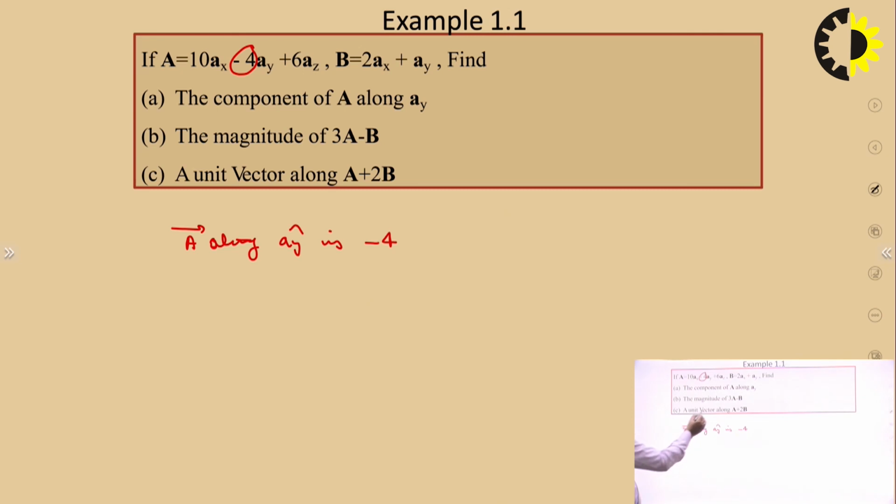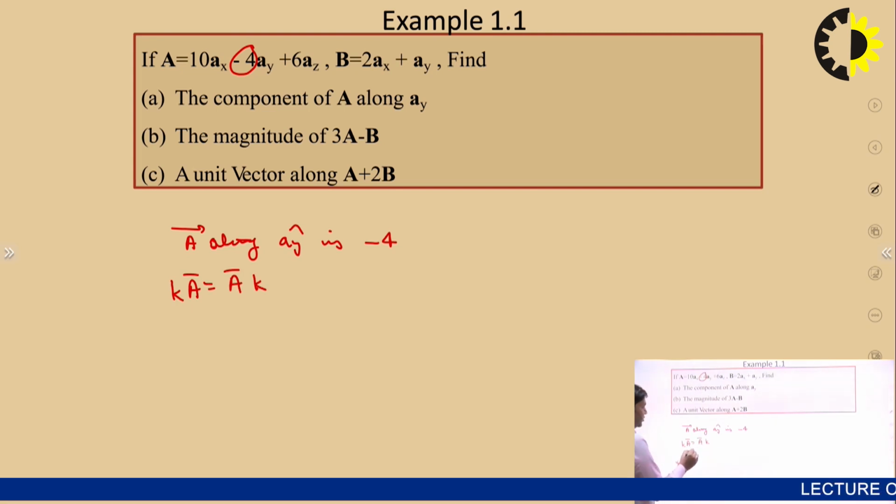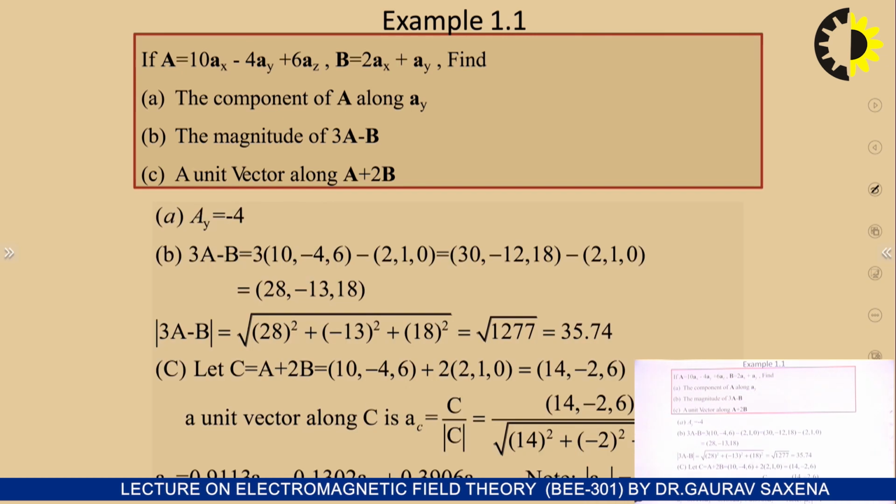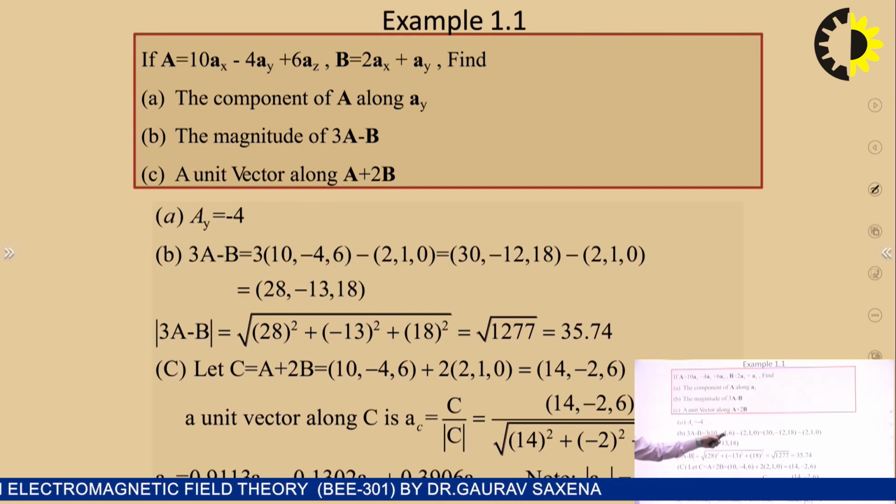Next, the magnitude of 3A minus B. We know that k times vector A is equal to A times k, and here k is equal to 3. So we easily just multiply the vector by 3. What is the value of 3A? You can easily calculate it: 3 into 10, 3 into minus 4, 3 into 6, minus B, where B is the vector 2, 1, 0.